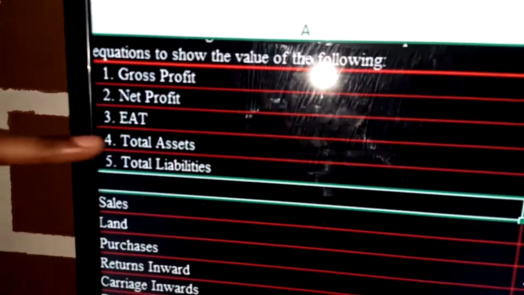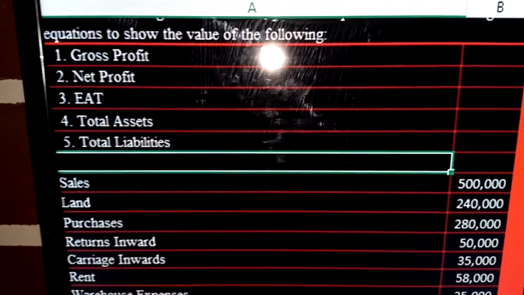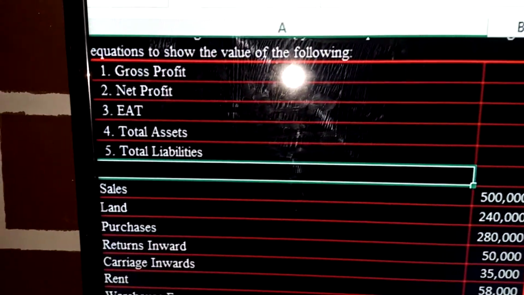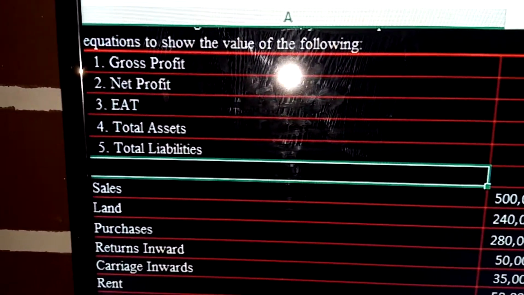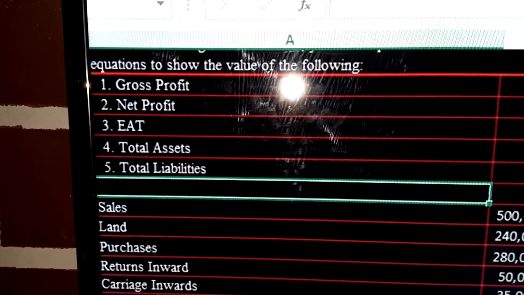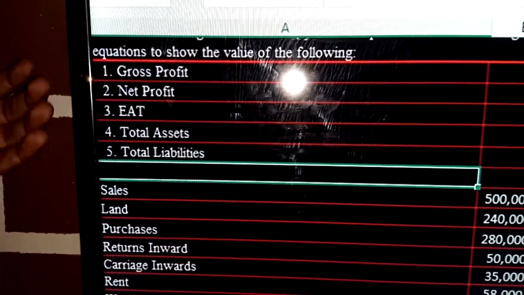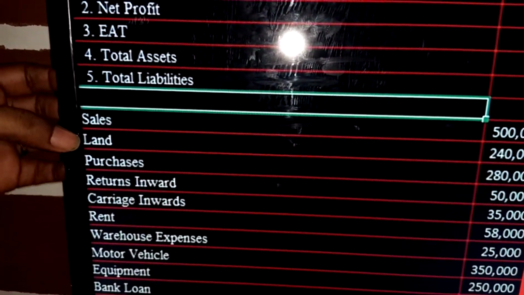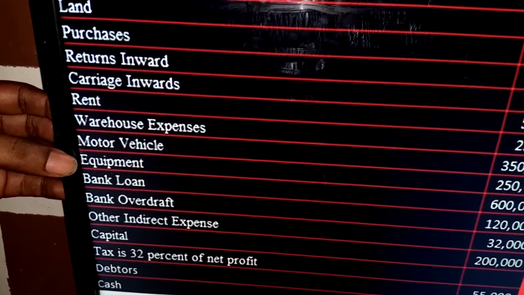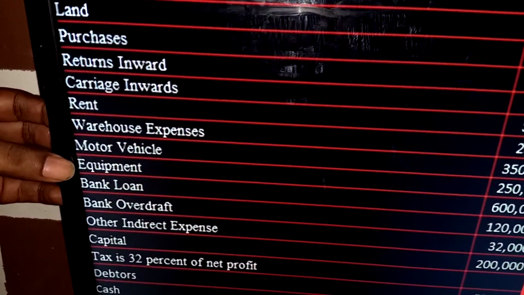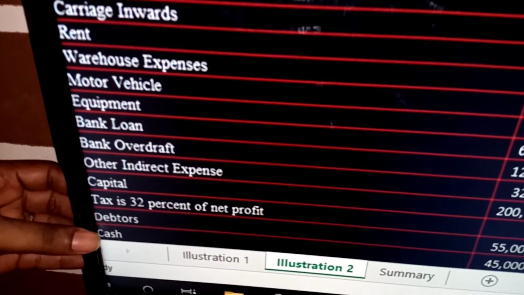The next one says total assets. Remember, what is the makeup of our total asset? We expanded it to non-current assets, also called fixed assets, plus current assets plus other assets. Okay? So what are the non-current asset items? We have land, we have motor vehicle, we have equipment. So what are the current asset items? We have debtors, we have cash.